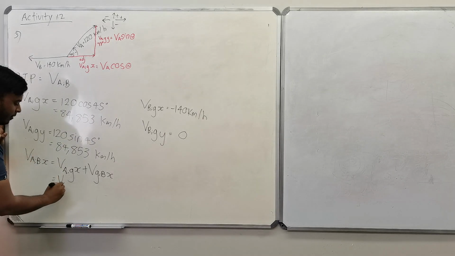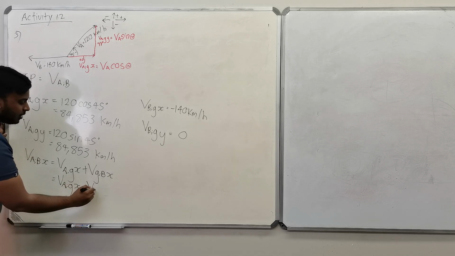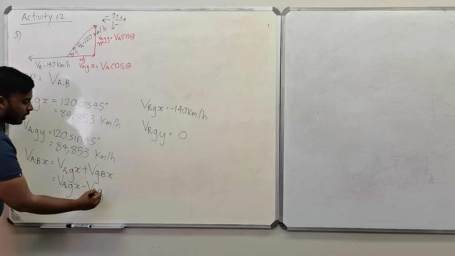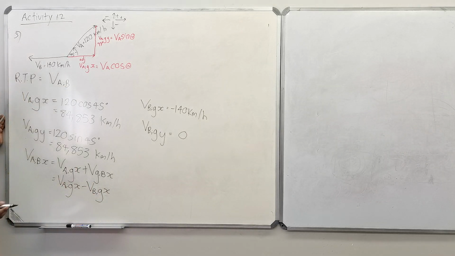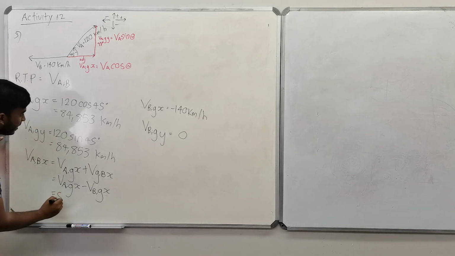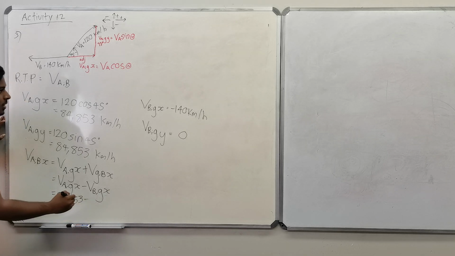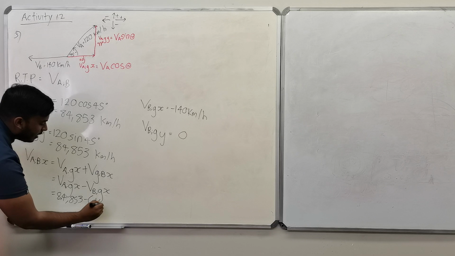Right? So you say velocity of A relative to the ground along your x-axis minus the velocity of B relative to the ground along your x-axis. So what you do after that, you substitute your values. So this here is 84.853 minus minus 140.